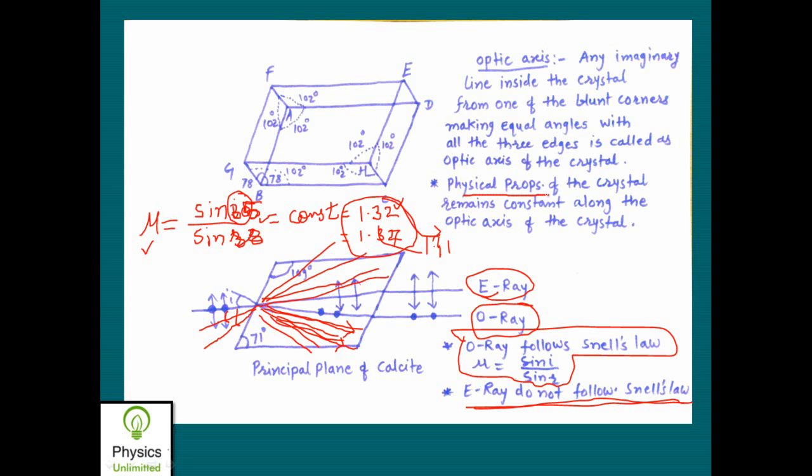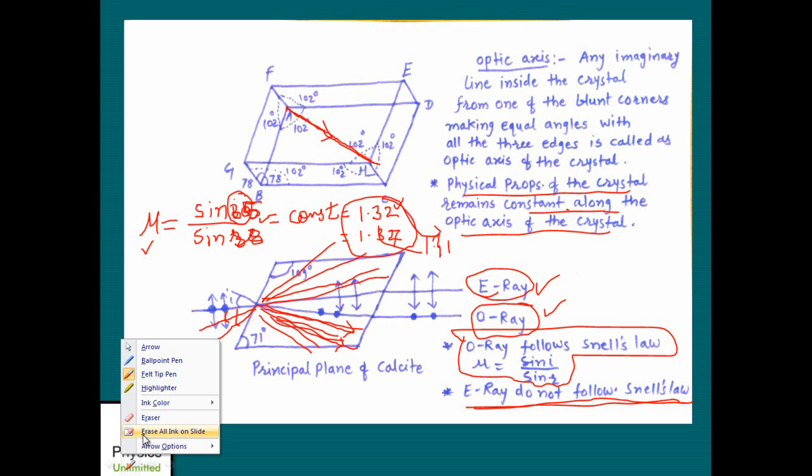Further, the physical properties of the crystal remain constant along the direction of the optic axis, and therefore even for the extraordinary ray, though its velocity is different in different directions, along the direction of the optic axis it will also travel with the same velocity as the ordinary ray. So along the optic axis, the velocity for the extraordinary ray as well as for the ordinary ray remains the same, because their refractive index remains the same along the direction of the optic axis, because the physical properties of the crystal remain the same along the optic axis. Is it clear? Yes, sir.